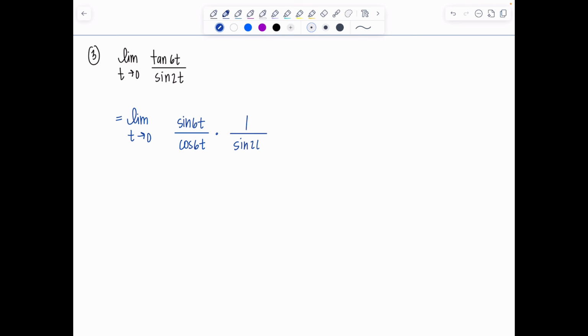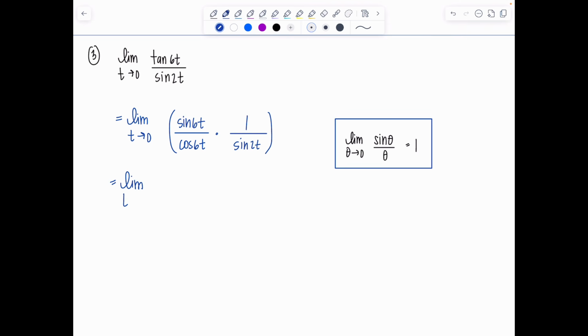Okay? Now again, what's our bread and butter? The limit as theta approaches 0, sine theta over theta equals 1. So let's try to squeeze that out of here wherever possible. So limit t goes to 0, sine 6t. What do I wish was in the denominator instead? 6t, exactly. But you can't just go willy-nilly adding 6t. I have to multiply by it in the numerator as well. That way I'm just multiplying by 1.